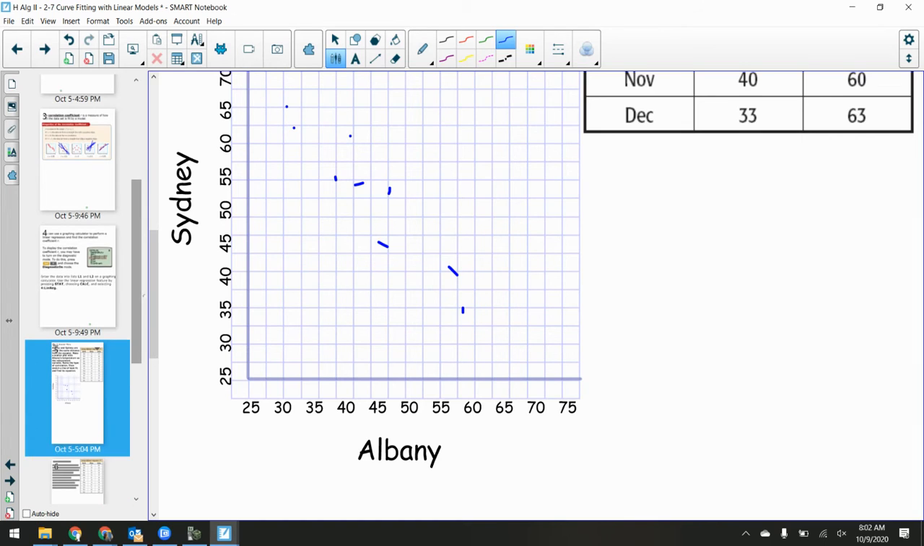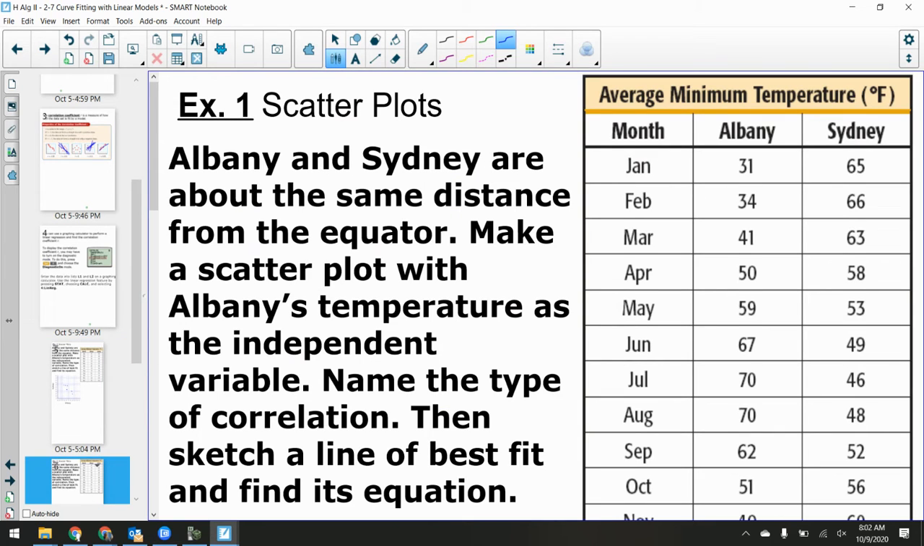The reason I'm kind of flippant about that is that let's do this on our calculators. There's an easier way to do this. Let me show you how to do this on your calculator.